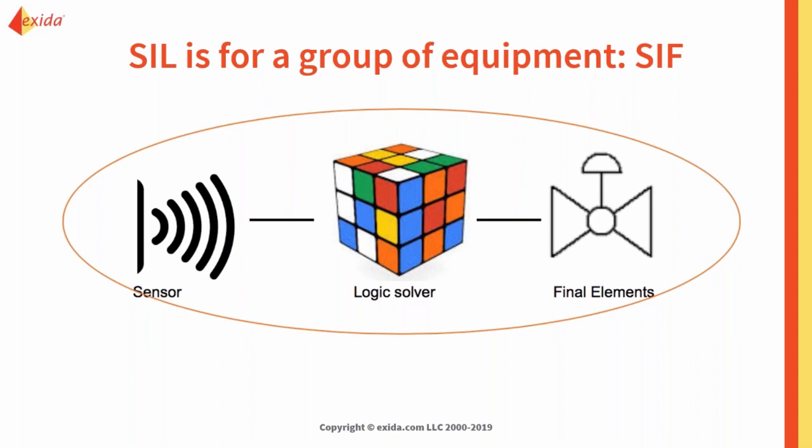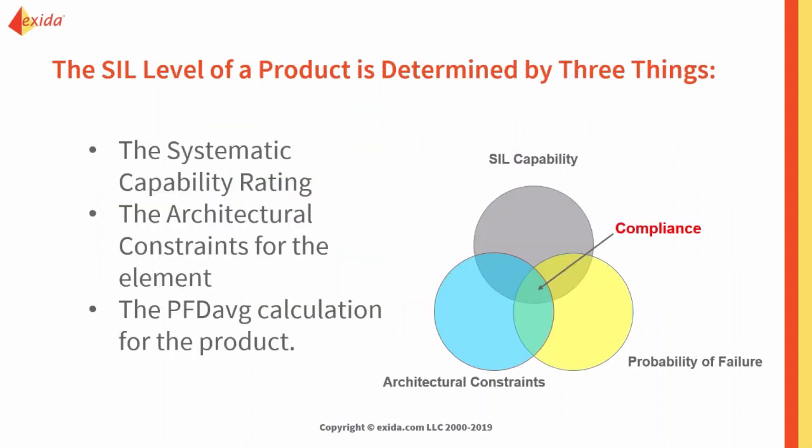So when we are talking about a SIL, we are talking about a rating for this group of equipment that has its job to do to protect that safety system. The main functional safety standard, IEC 61508, defines that there are 3 things that need to be determined to see if a product meets a SIL rating or not. These 3 things are the systematic capability, the architectural constraints for an element, and the PFD calculation for the product.